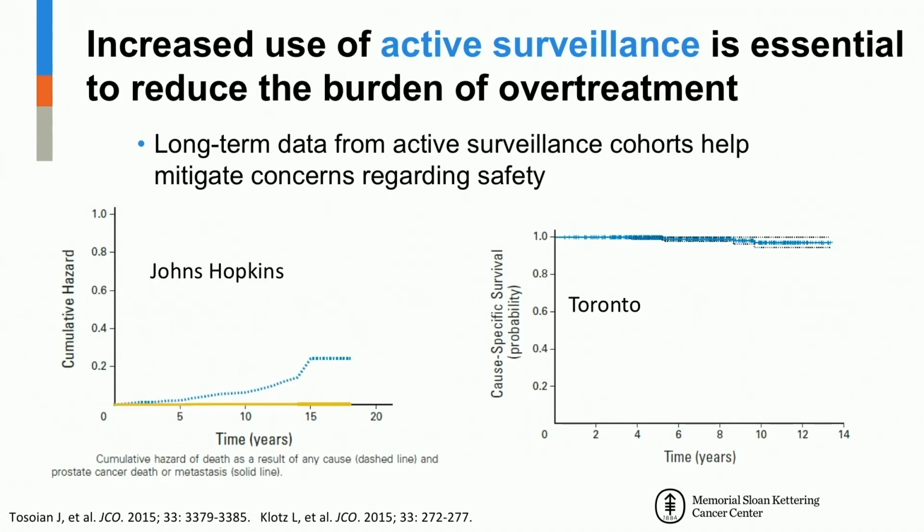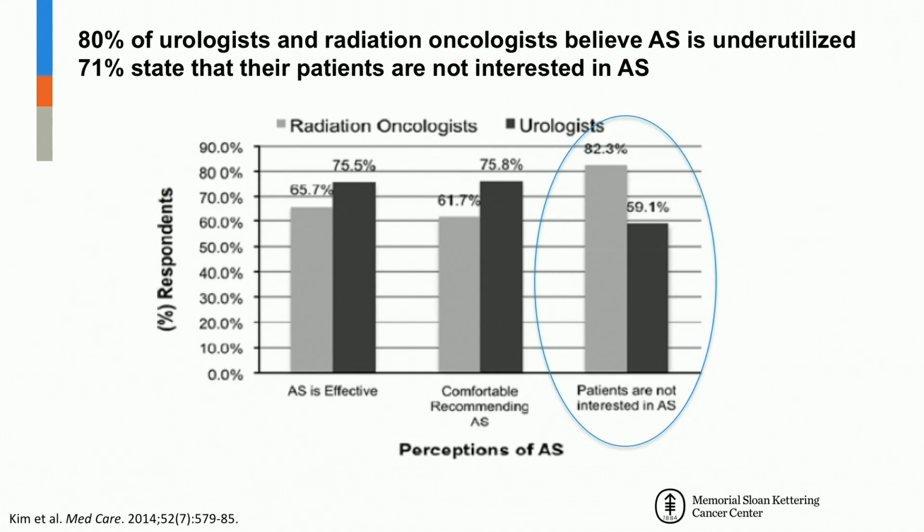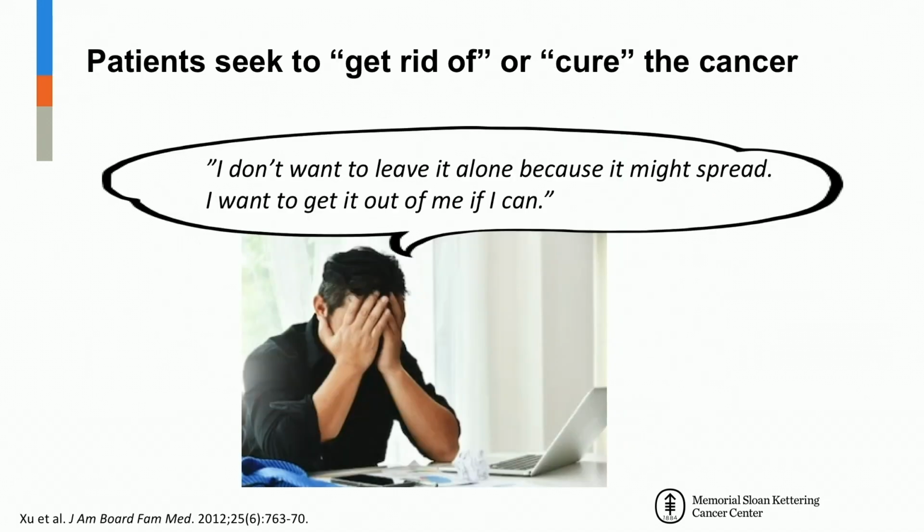Increased use of active surveillance is really essential to reduce the burden of overtreatment, and we now have more and more long-term data that helps mitigate the concerns regarding safety. And actually 80% of urologists and radiation oncologists believe that active surveillance is underutilized, and 71% state that patients are not interested in active surveillance.